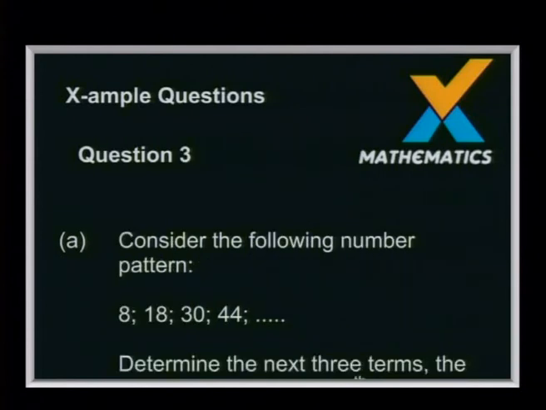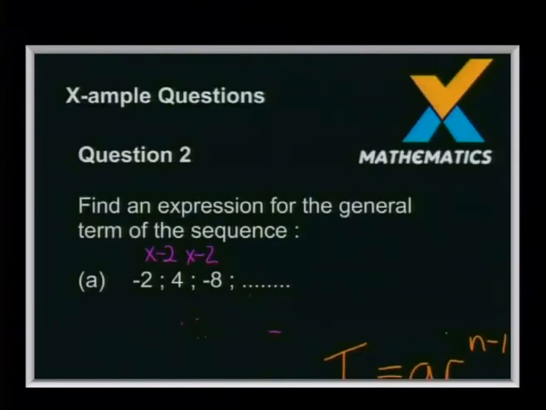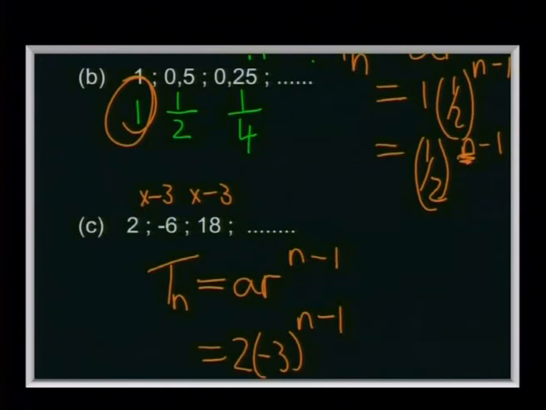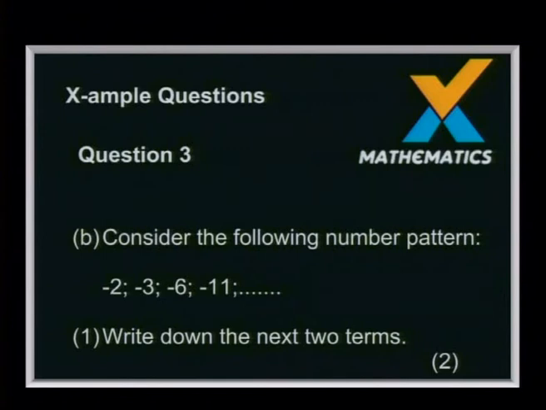Right. So it really doesn't matter how you decide to do the question, as long as you do something that you find comfortable. That was question 3a. Now let's have a look at question 3b, and I've got a sneaking suspicion that this one is also going to be quadratic. Let's have a look. Minus 3, minus 2, then minus 3, then minus 6, and then negative 11. Consider the following number pattern, and we firstly need to write down the next two terms.